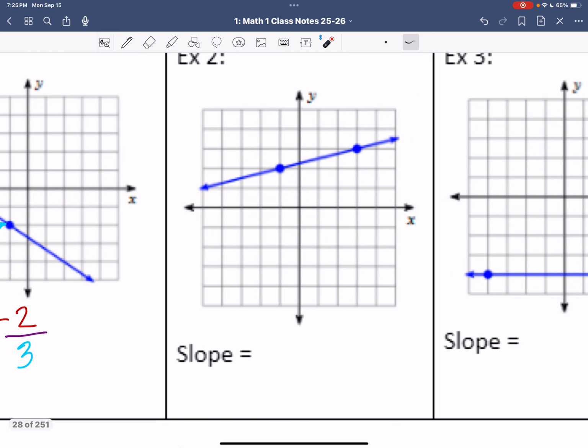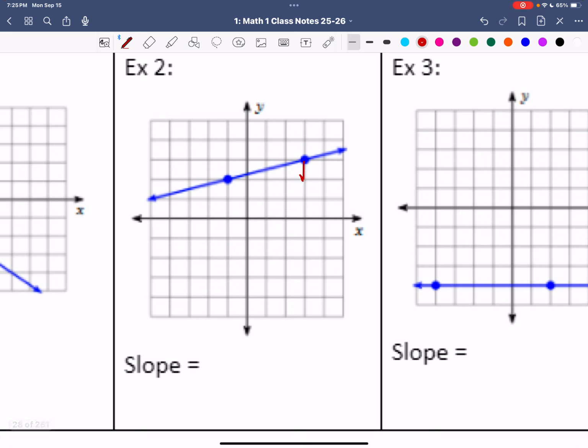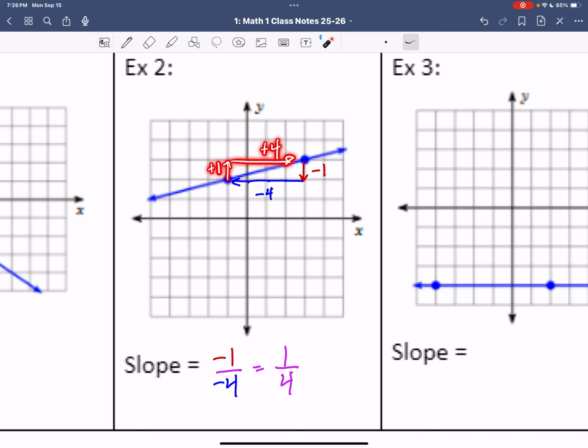All right, now I'm going to go over here, and it doesn't matter which one you start at. I like to go down 1, so that's your numerator, because that's your y. And then now I'm going 1, 2, 3, 4 to the left 4. Now when you put those together, it's going to simplify to positive 1/4. Now, if you looked, I could have gone up 1 and then over. I still would have had plus 1 over plus 4, which is the same thing.